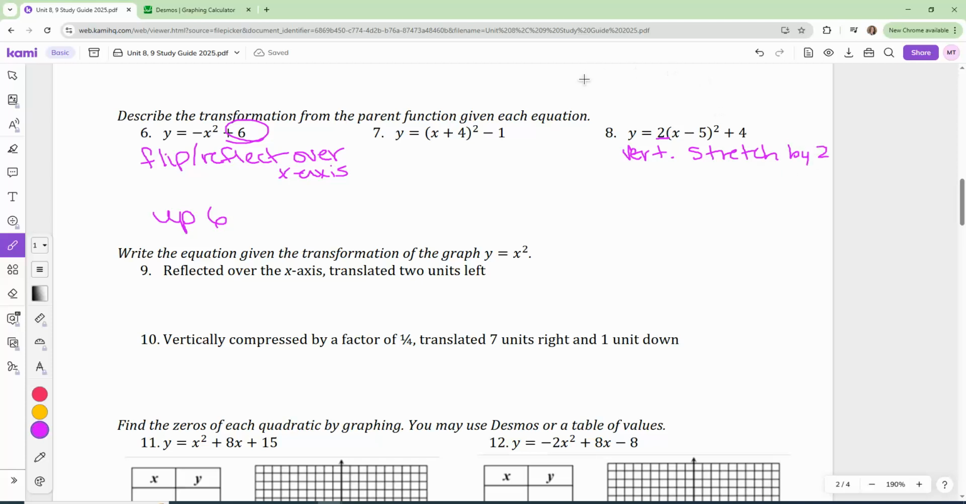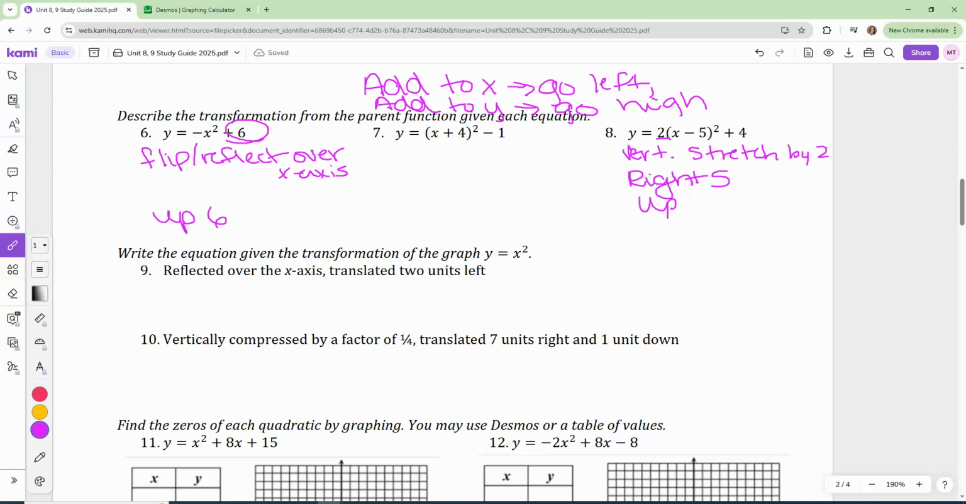Okay, remember the trick I told you? If you add to x, go left. If you add to y, graph will go high. Okay, so adding to the x moves it to the left, so subtracting would take it right 5. Adding 4 on the end would move it up 4.